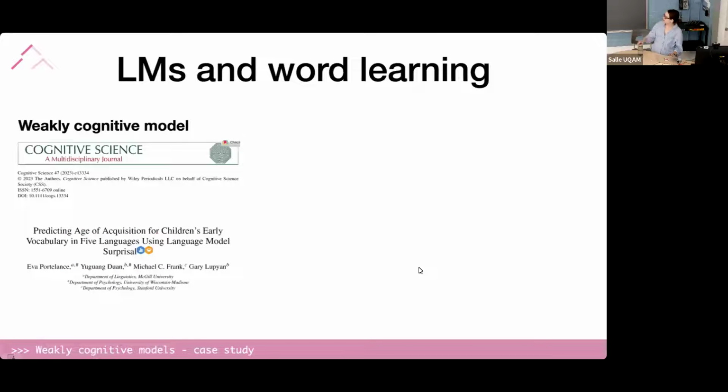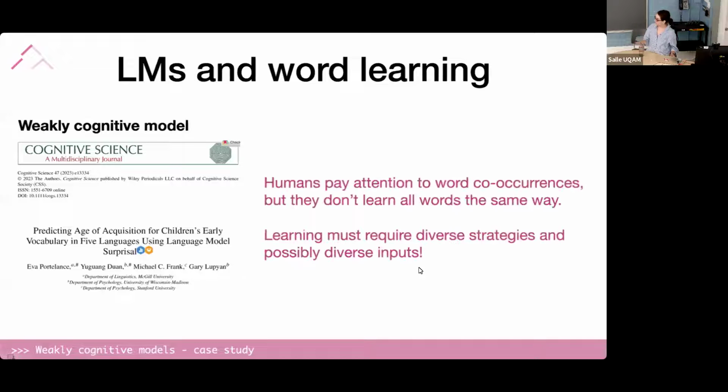So what did we learn using this weekly cognitive model approach about how we learn words and how we learn language? Well, it seems to be the case that humans do pay attention to word co-occurrences when they're learning their meanings, but they don't do it the same way for all words. So learning has to require diverse learning strategies and possibly also diverse inputs, okay?